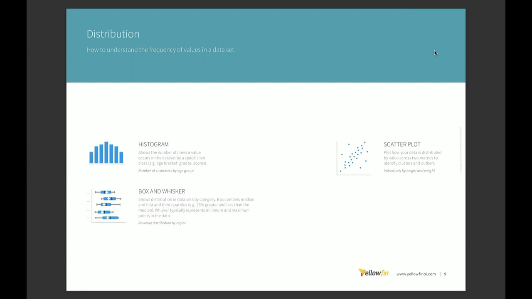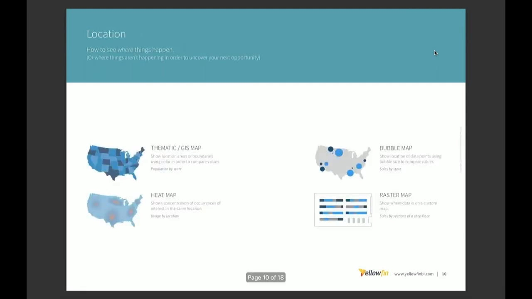Next is location charts. Choose a location chart if where things happen is the most important part of your insight. A thematic map uses color in order to compare values of specific areas or boundaries. A bubble map shows location of data points using bubble size to compare the values. A heat map shows concentration in an area rather than a specific location. Raster maps are custom maps. This could be sales shown on a supermarket shelf or shopping mall.